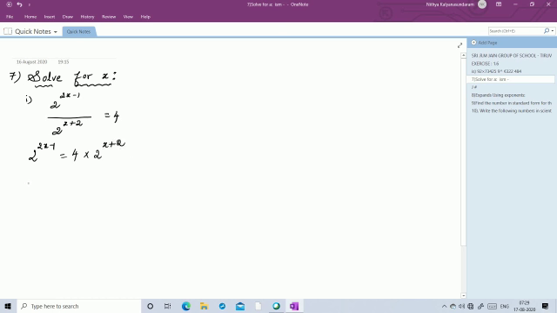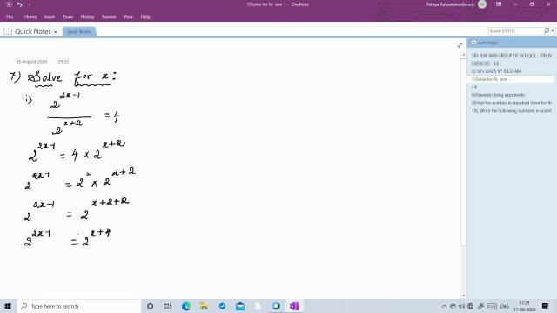So 4 we can write as 2 square. 2 power 2x minus 1 is equal to 2 square into 2 power x plus 2. So bases are equal and multiply, so powers you can add. 2 power 2x minus 1 is equal to 2 power x plus 2 plus 2. 2 plus 2 is 4, this becomes x plus 4. So 2 power 2x minus 1 is equal to 2 power x plus 4.